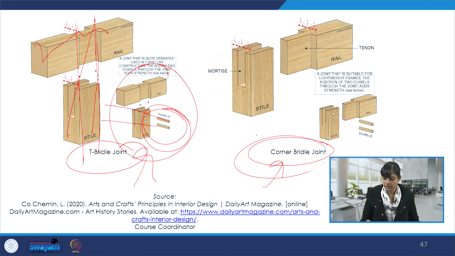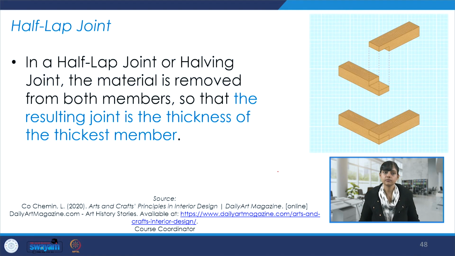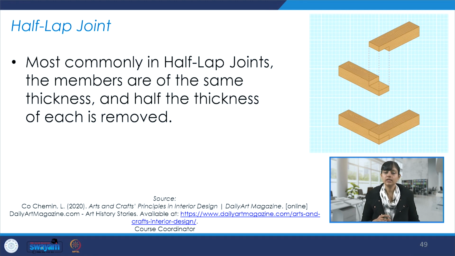And this is the corner bridle joint, where this portion is the mortise and this is the tenon, and this is used for a corner detailing. Half lap joint, as visually explained over here, and this is how it works. In a half lap joint or halving joint, the material is removed from both members so that the resulting joint is the thickness of the thickest member. Most commonly in half lap joints, the members are of the same thickness and half the thickness of each is removed.